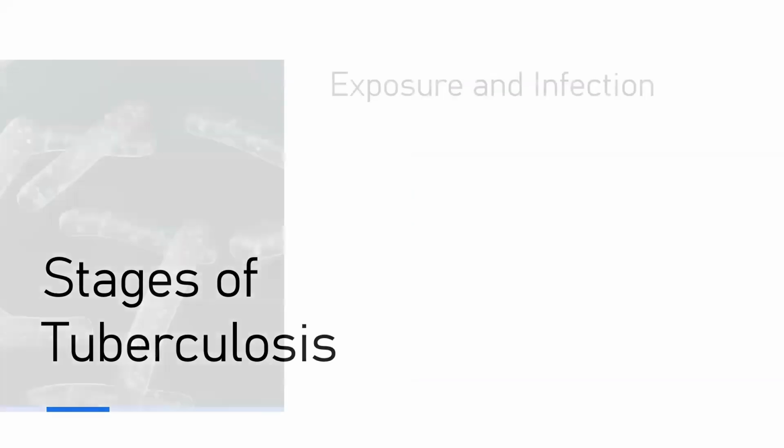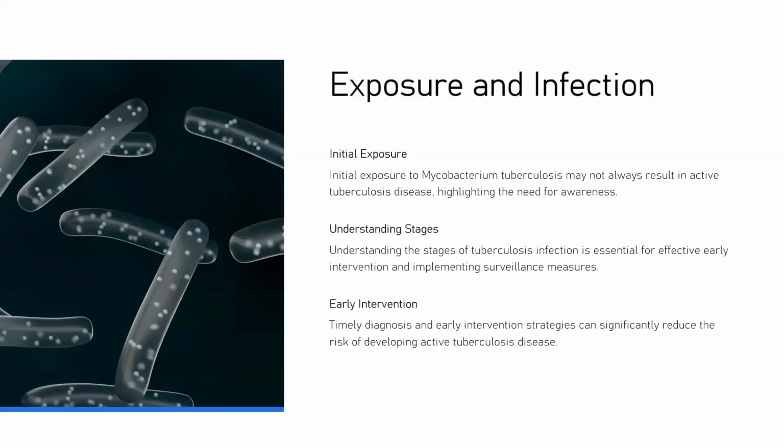Let's learn about the stages of tuberculosis, or TB. So, exposure and infection. The first stage is the initial exposure to the bacteria, Mycobacterium tuberculosis. It may not always result in active tuberculosis disease, highlighting the need for awareness. Understanding the stages of tuberculosis infection is essential for effective early intervention and implementing surveillance measures. And early intervention with timely diagnosis can significantly reduce the risk of developing active tuberculosis disease.